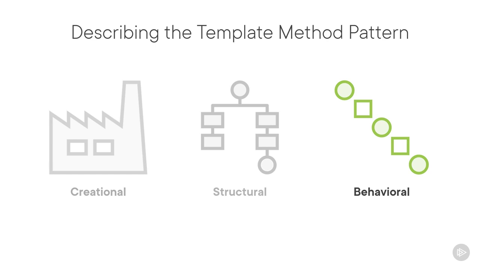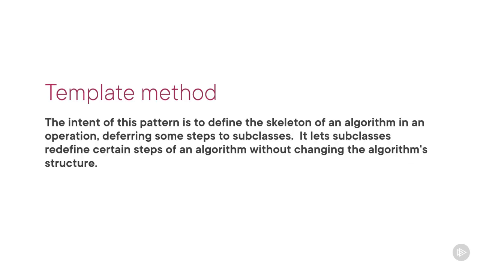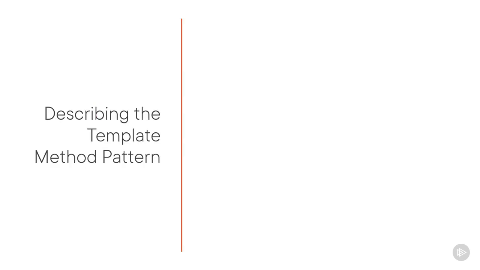The template method pattern is a behavioral pattern from the Gang of 4 library of design patterns. Its intent is to define the skeleton of an algorithm in an operation, deferring some steps to subclasses. It lets subclasses redefine certain steps of an algorithm without changing the algorithm structure. Let's clarify that with an example.